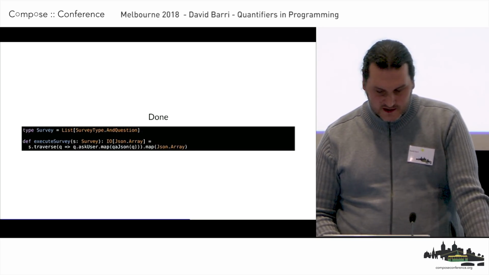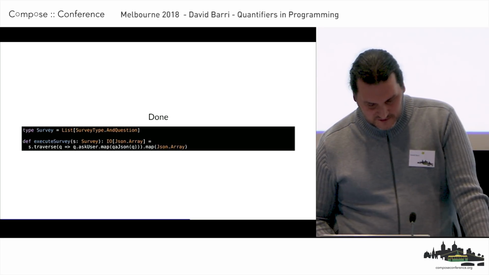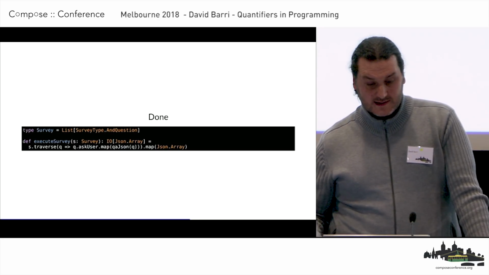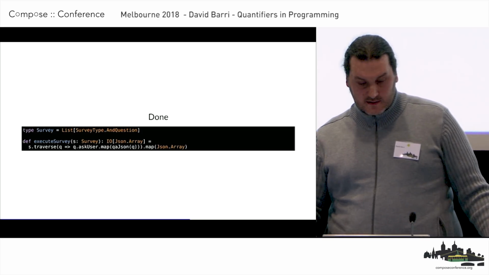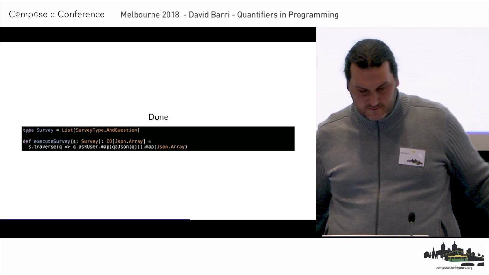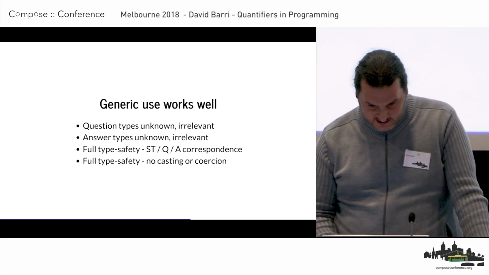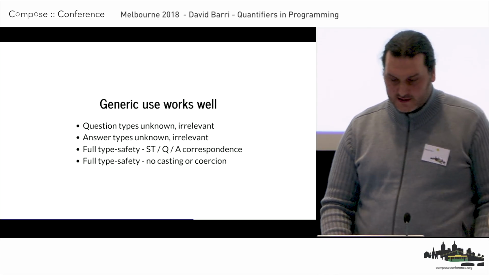Now we execute the survey. We use every functional programmer's favorite tool, traverse. We just traverse over the survey. We ask the questions, ask the user the question, map their answer back into that Q&A JSON, and then just turn all that into a big JSON array. Done. Very easy. So generic use works very, very well.